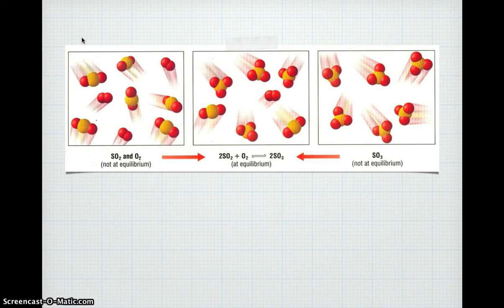SO2 plus O2, they are not at equilibrium. Now, what is equilibrium? Well, see if you can figure out what equilibrium is here. All right. 2SO2 plus O2 producing 2SO3, we have that reversible reaction there shown by the double arrow. It's at equilibrium. And then over here at the right we have SO3, not at equilibrium.